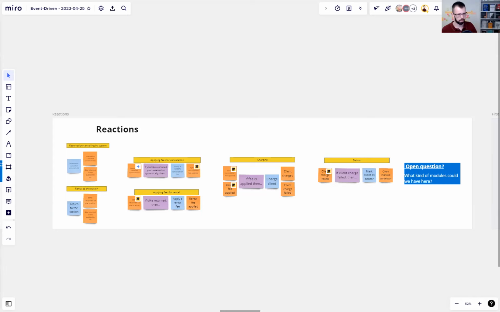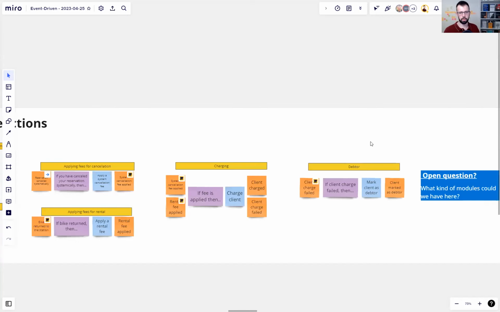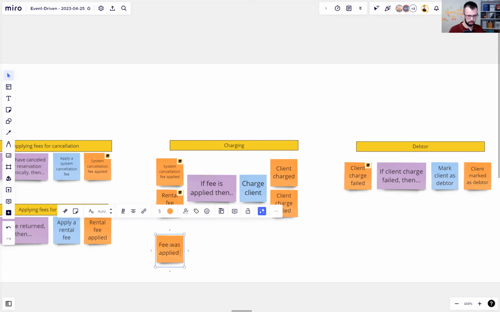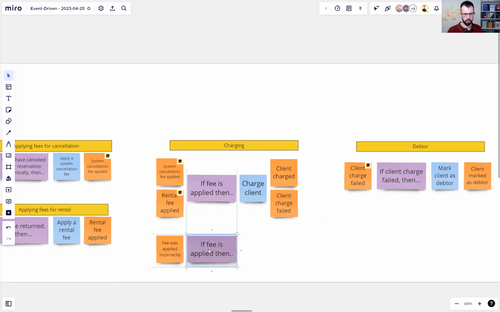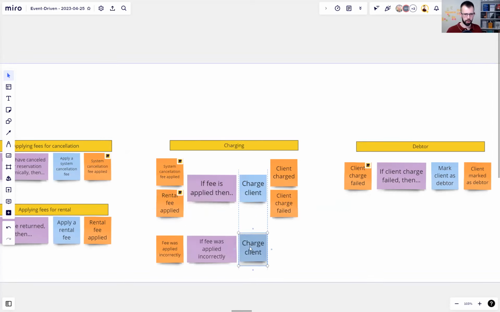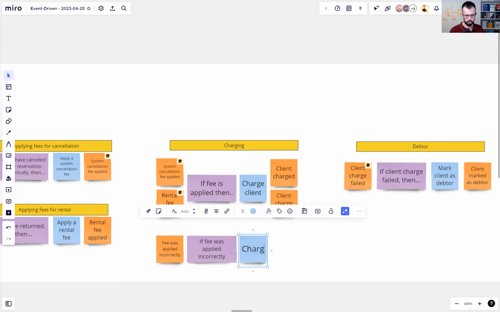I was just wondering if there's a process for reversing a charge if someone's made a debtor and it gets corrected or something. Yeah, there could be a process about it. So potentially we could have information that a fee was applied incorrectly, and then there would be a similar process if a fee was applied incorrectly. What's the name for returning, like chargeback? Yeah, chargeback or credit. Yeah.